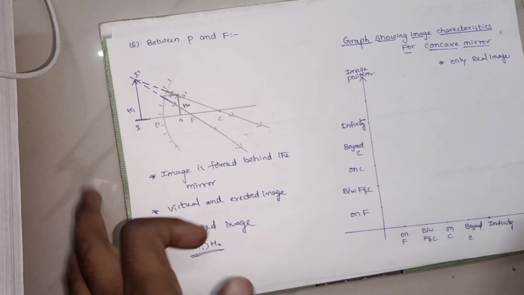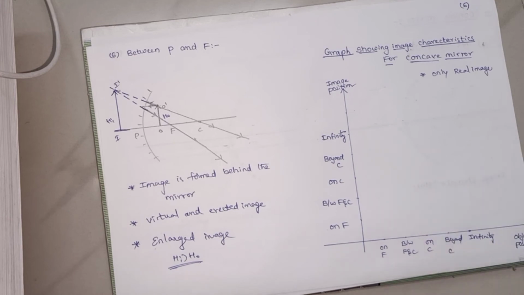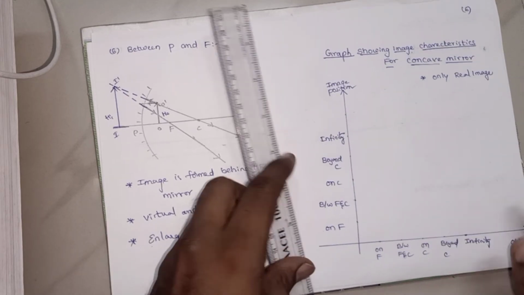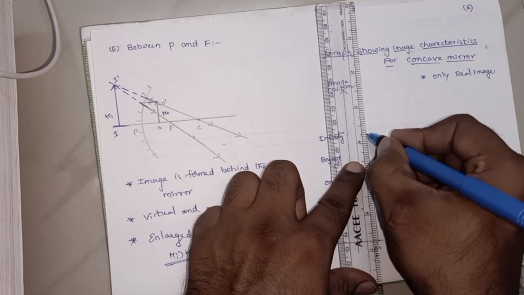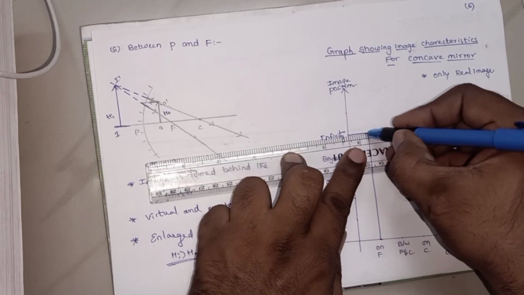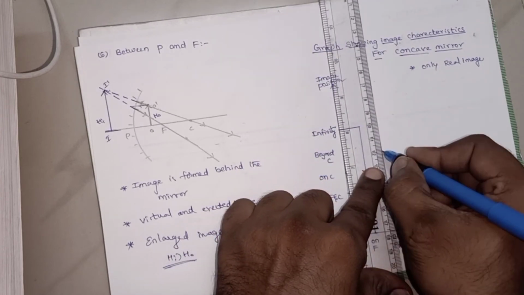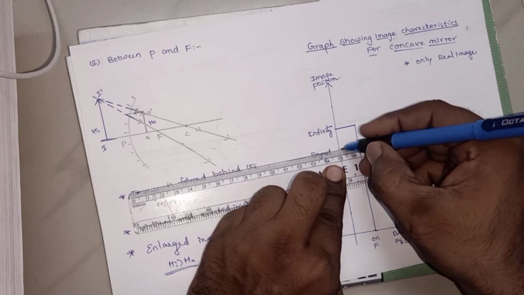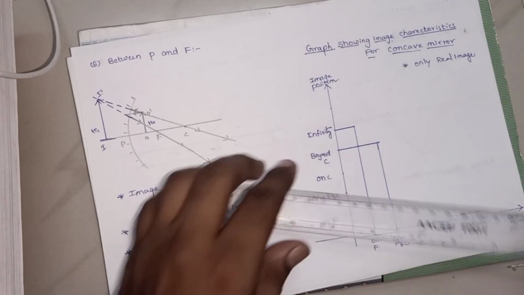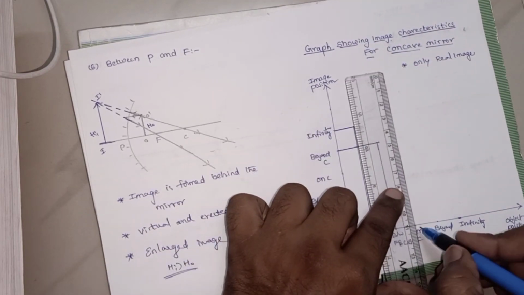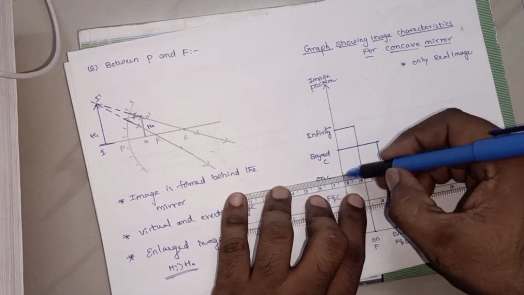Now I am trying to draw the graph between the object position and the image position in front of the concave mirror. So when you place the object on F, where will you get the image? You get the image at infinity. Clear? When you place the object between F and C, where do you get the image? You get the image beyond C. I am not telling enlarged or diminished characteristics, I am just representing one graph. When you place the object on C, you will get the image also on C.